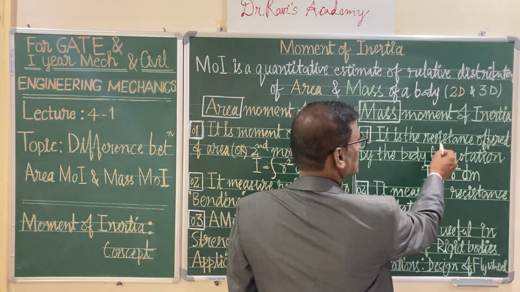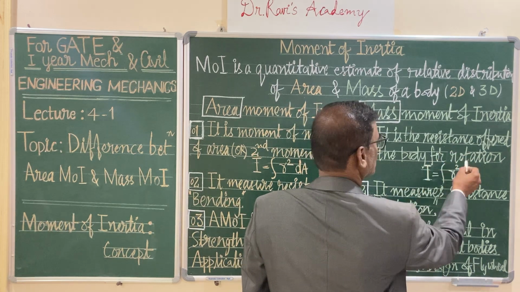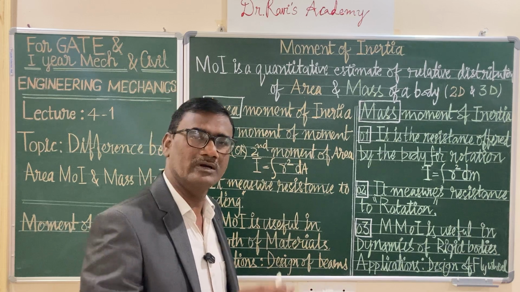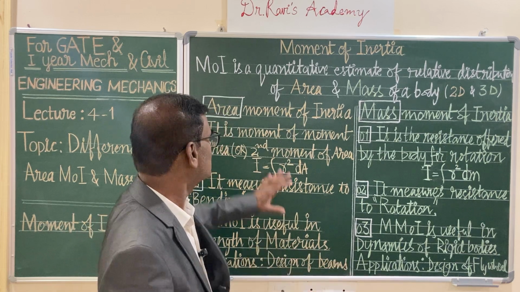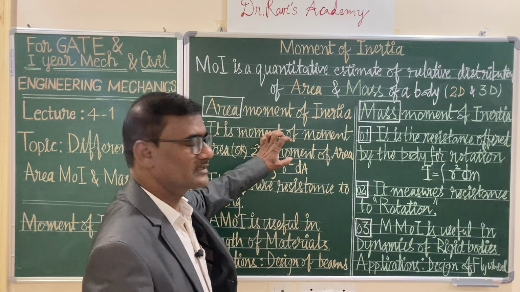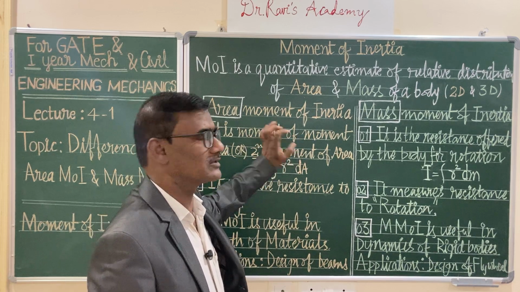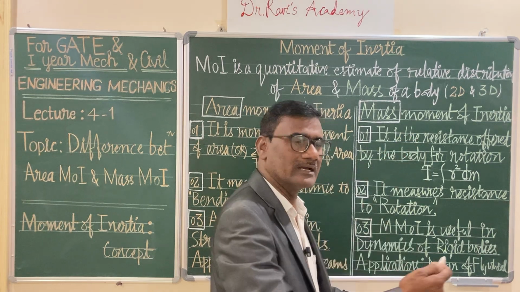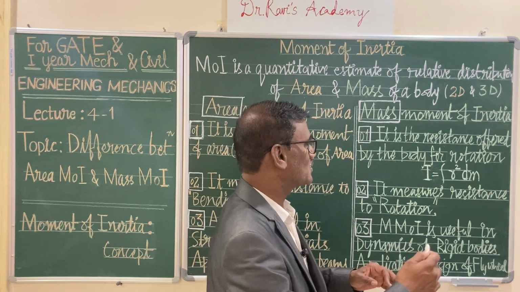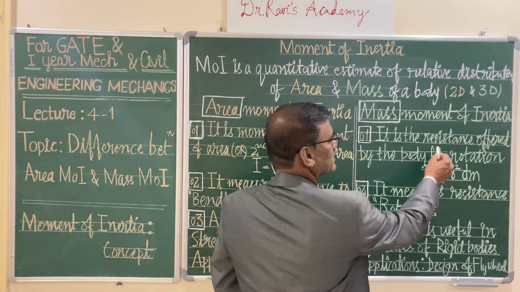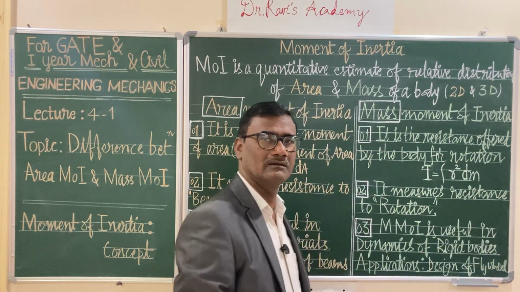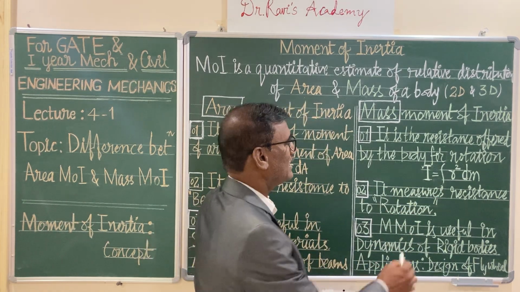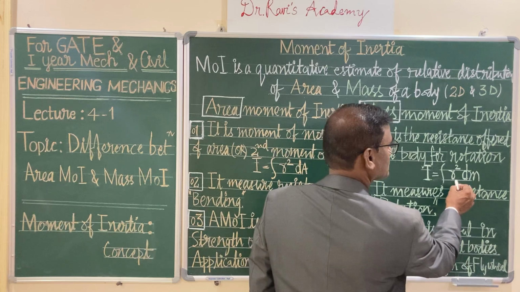It is the resistance offered by the body for the rotation. So you are going to calculate the resistance when a body is about to rotate. That means this particular area moment of inertia is connected with the statics part of it. Whereas in mass moment of inertia, the body is rotating about the reference axis, and when it rotates, the resistance offered by the body for the angular motion or rotation is the mass moment of inertia, and the formula is integral r square dm.